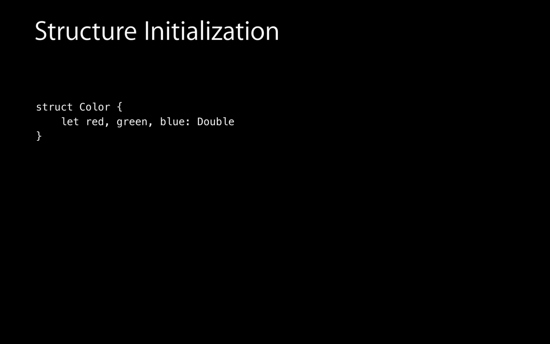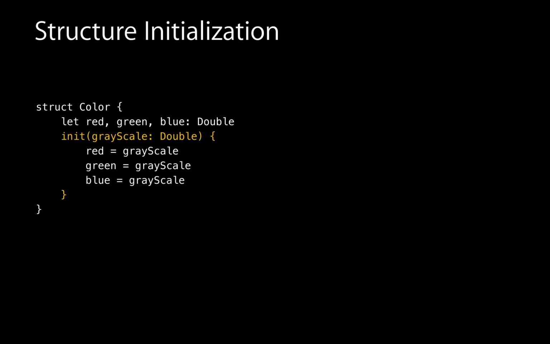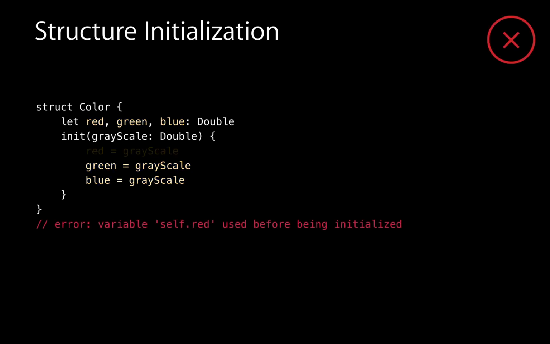Now let's say that we want to create colors in different shades of gray. Well, to do so, we can define a single initializer here, a very simple one, that simply takes a single grayscale double value and sets all of the stored properties of the structure to that same value. Now, if we had forgotten to set the red property, for example, we'd get a compiler error because we haven't satisfied the rule that every value must be initialized before it's used.